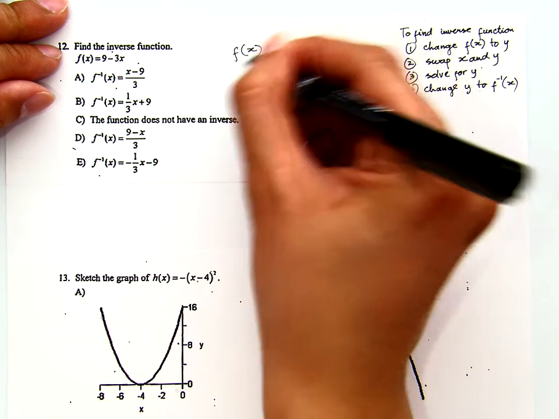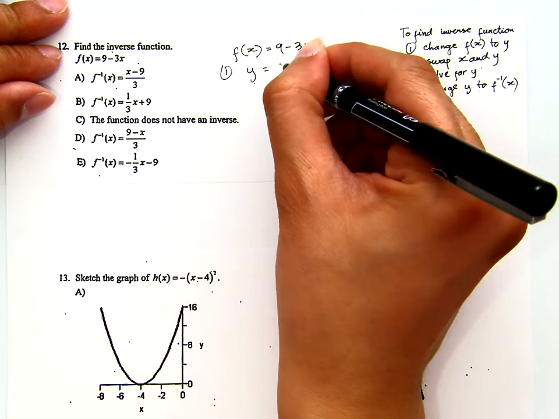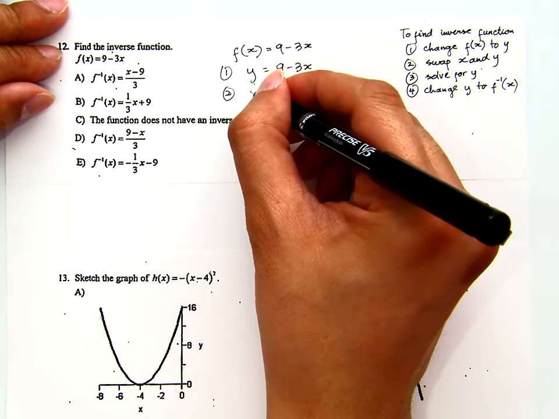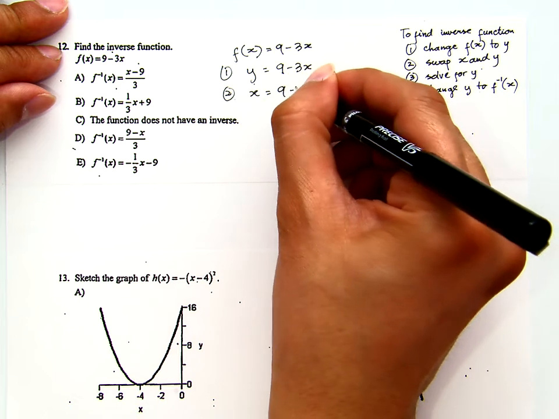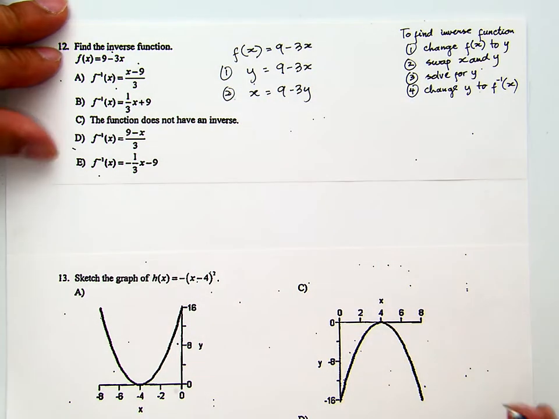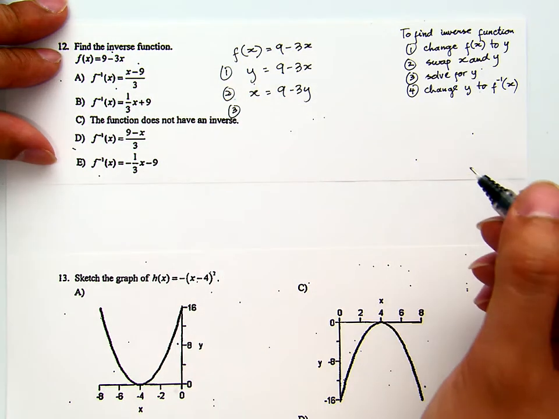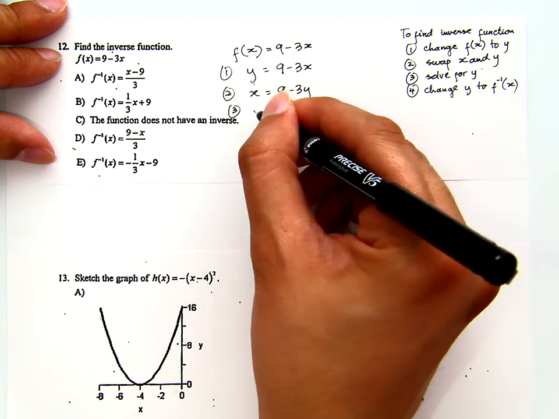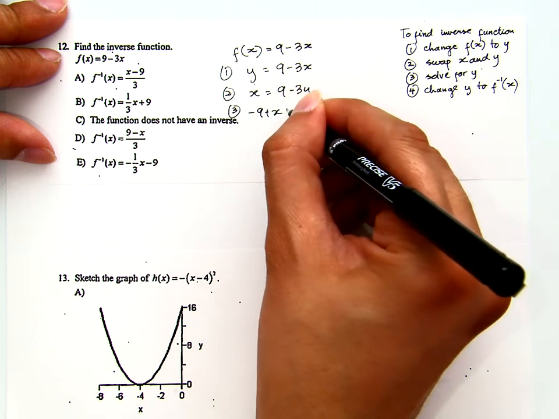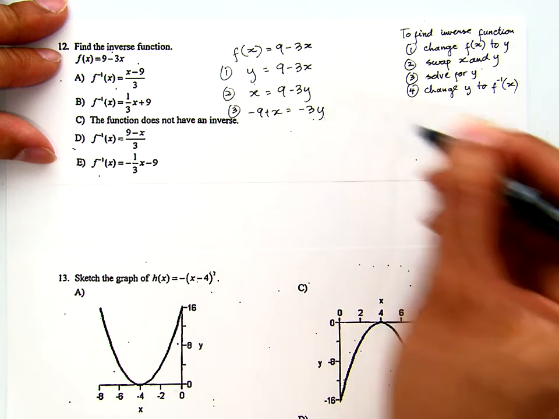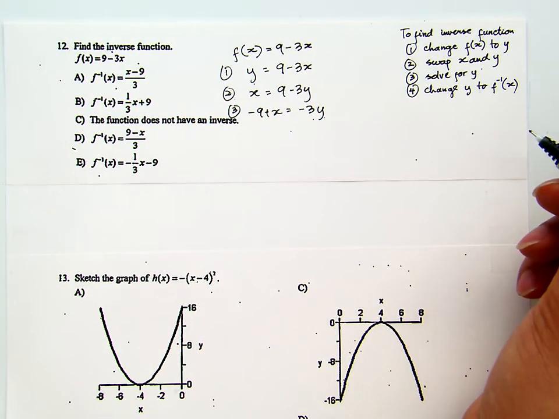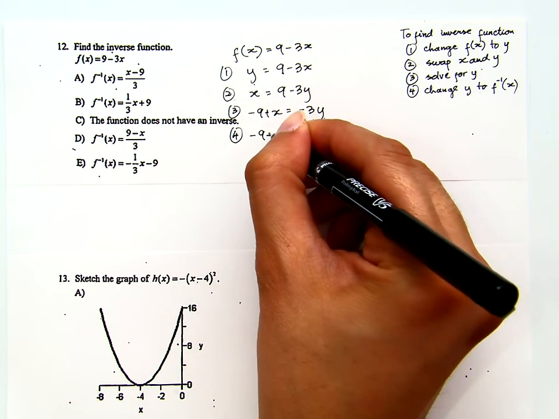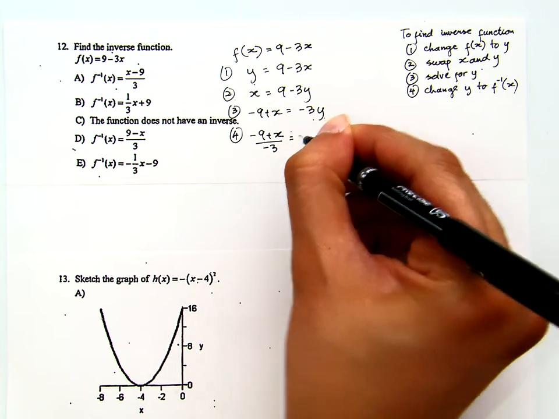Now let's go back here and apply what we learned. In step 1, I will change f(x) to y. In step 2, I will swap x and y. Y becomes x, x becomes y. In the third step, I will solve for y. In this case, it will be subtract by 9, so negative 9 plus x equals negative 3y, and then I will divide by negative 3. Negative 9 plus x over negative 3 equals y.